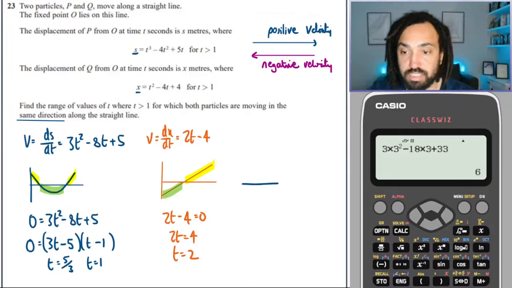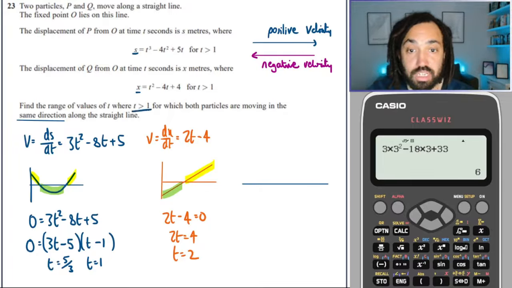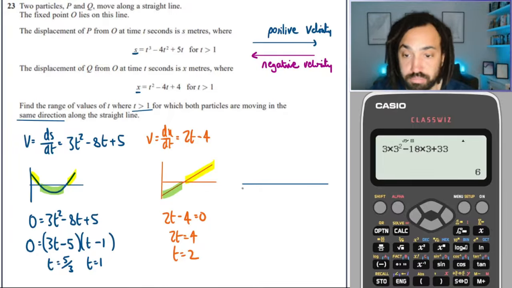So what might be useful is to plot these on a number line, because we're told we have to start at t is greater than 1. So we've got 1 there. Let's put 5 over 3 there. Let's put 2 there, and let's put 3 there, let's say.